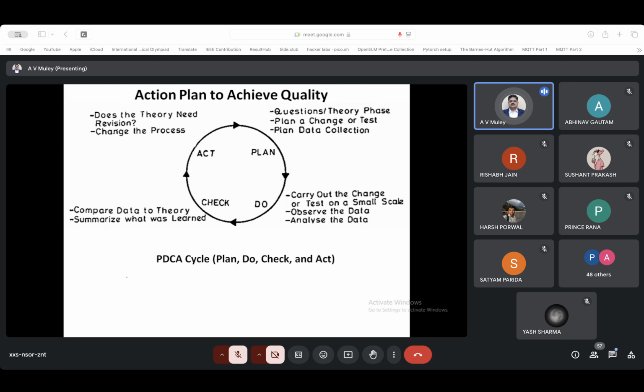ये action plan for achieving the quality, ये यहाँ से start होता है. सॉरी, प्लान से PDCA बोलते हैं इसको, प्लान डू चेक एंड एक्ट. तो प्लान में क्या होगा? क्वेश्चंस एंड थ्योरी फेज, प्लान चेंज और टेस्ट, प्लान डाटा कलेक्शन. दूसरे में कैरी आउट द चेंज और टेस्ट ऑन द स्मॉल स्केल, ऑब्जर्व द डेटा, एनालाइज द डेटा. तीसरे में होगा कंपेयर द डेटा टू द थ्योरी, समराइज व्हाट वाज लर्न, does the theory need revision, change the process. So this is called as a PDCA cycle, that is plan, do, check and act to ensure the quality of the product.